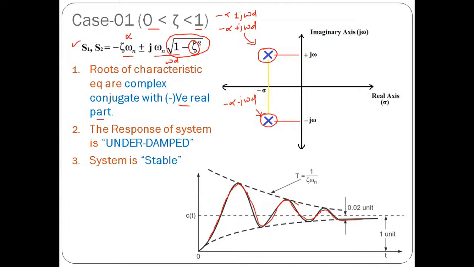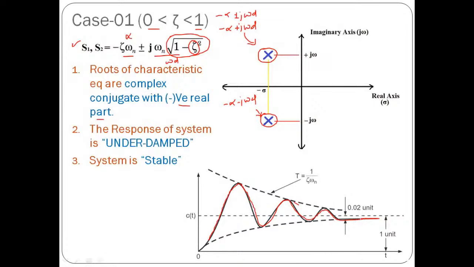And the system is said to be stable. Why is it said to be stable? Because the oscillations continuously go on reducing. They are dying out. They are going on reducing. That is important. So this is very important. This is case 1.